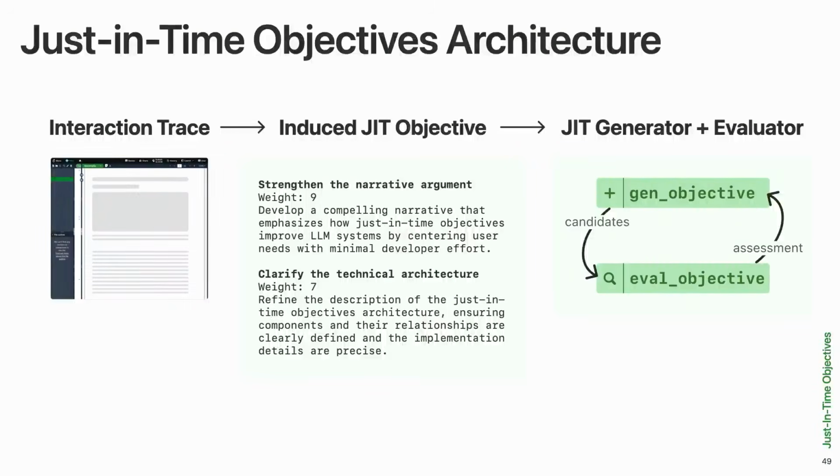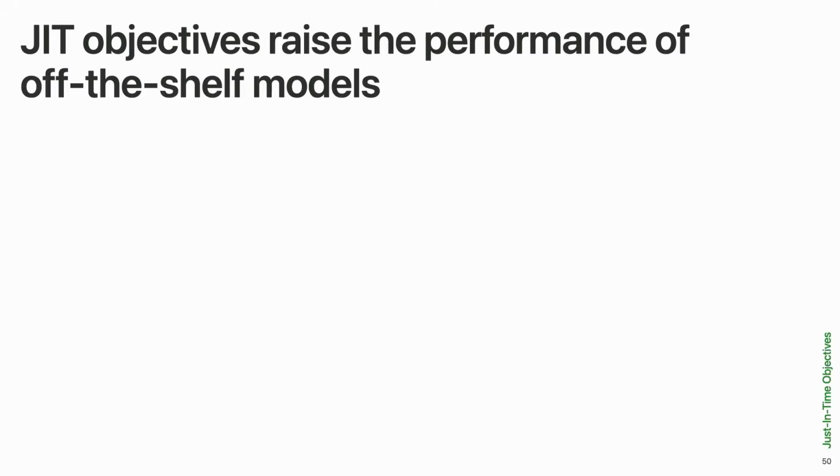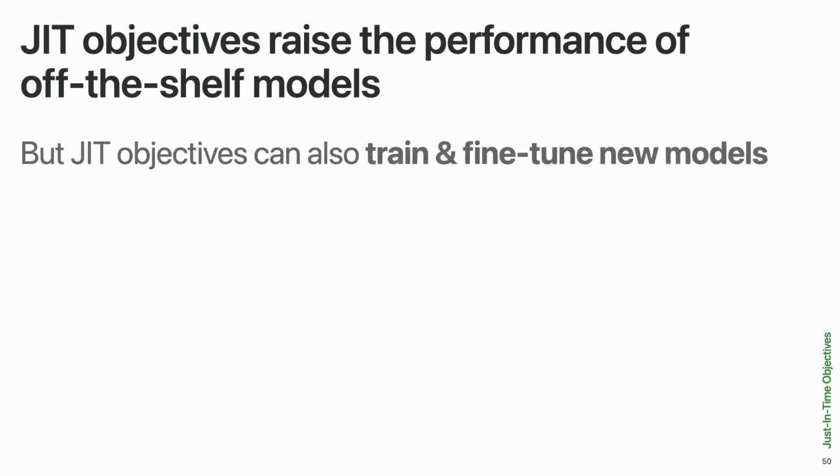Taken together, this produces a generalizable architecture where we can take in an interaction trace, have a language model induce a detailed JIT objective, and then steer existing generation and evaluation operations to produce specialized output. I want to note here for a second that we were able to implement this using third-party models, which means that we're not maxing out our AI systems that we have today. Just by focusing on improving our objectives, we have this headroom to really raise the performance of even off-the-shelf models.